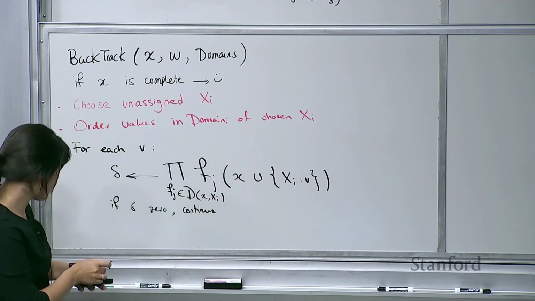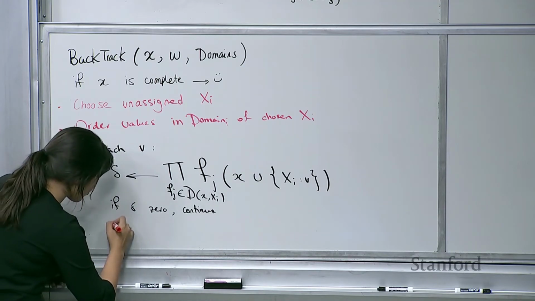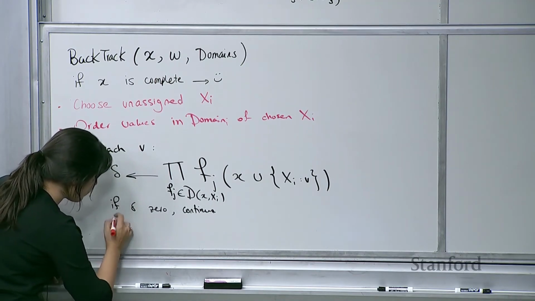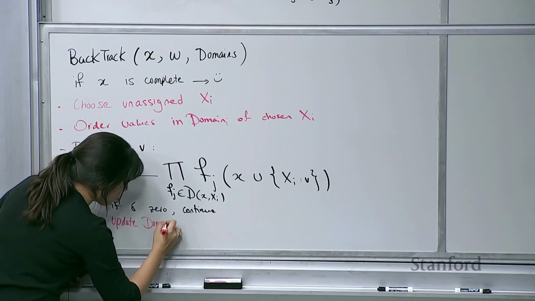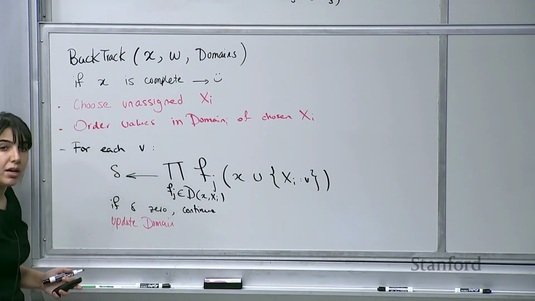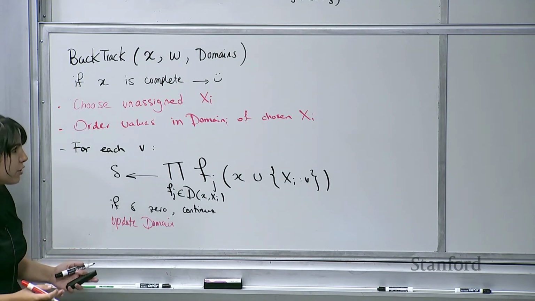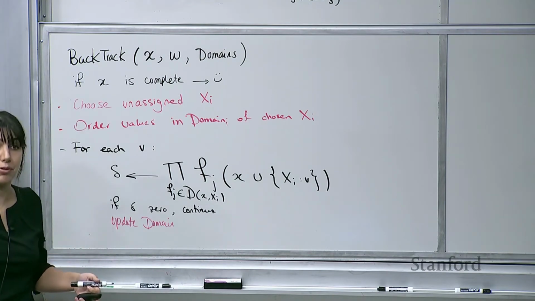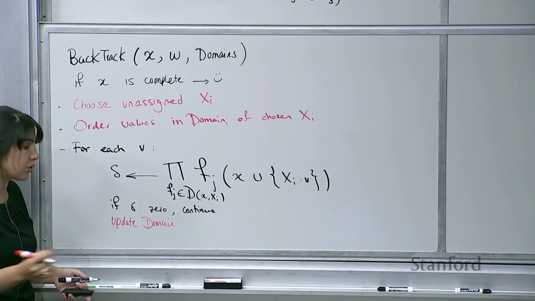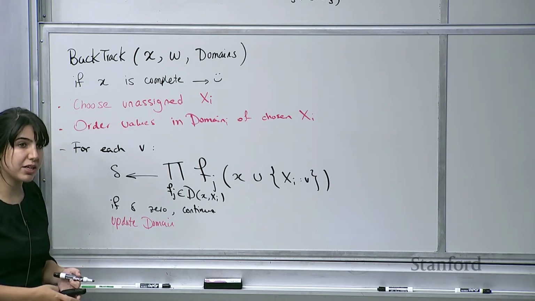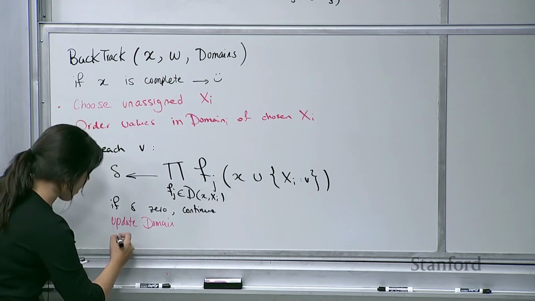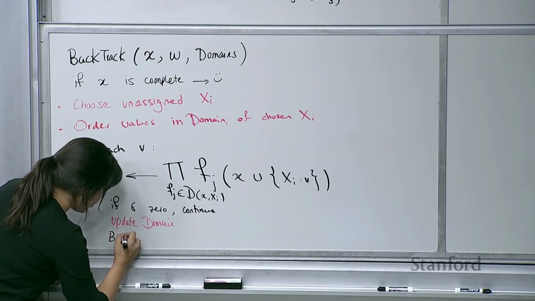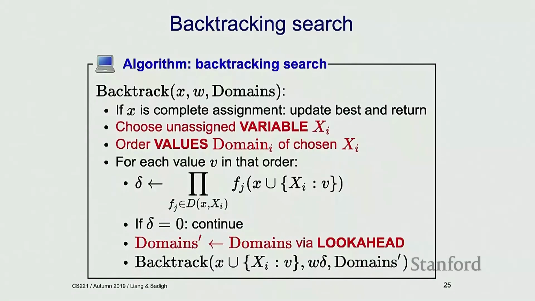The other thing you're going to do, if this value works, is you're going to update your domain. So we're going to talk about how to do that. That's the thing that's going to save you time, because you have now found out that you only need to care about colors red and blue, and you don't need to worry about green. So that's updating the domain, making sure that you don't need to worry about all the colors. And then after that, you're just going to backtrack on this new thing.